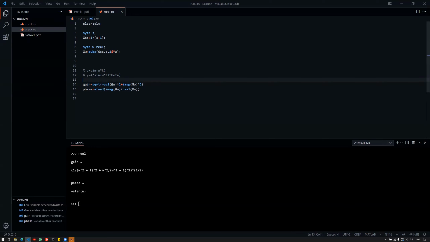So let's try one value. Let's say the omega value should be equal to 1. So this means that I will apply sine t, and the output should look like this. So what I can do is I can calculate these values by using subs. So let's take this.